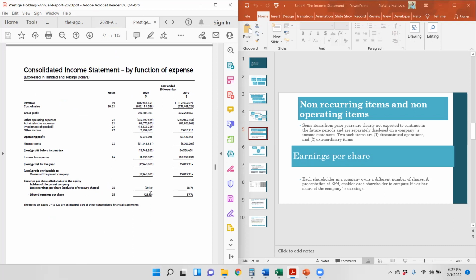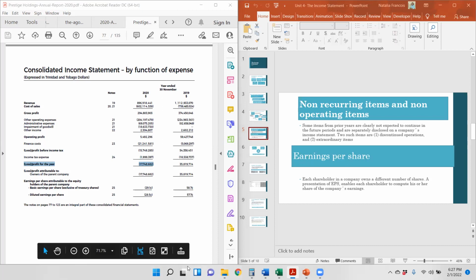And again, familiarize yourself. Revenue, cost of sales gives you gross profits, operating expenses, finance costs, taxes gives you profit or loss for the year. In this case, Prestige Holdings experienced a loss. Can anybody identify why? 2020? Or could guess why?